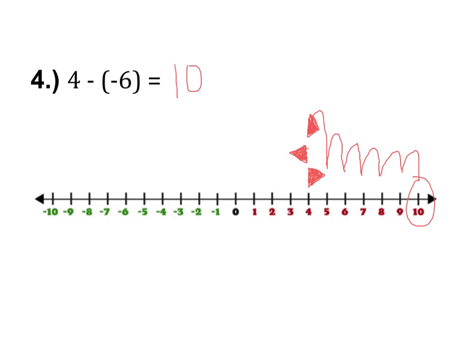Alrighty, so let's take a look at my answer and my evidence. I got my final answer as 10 in the positives. I started out at +4 facing the positive direction. Then, because of the subtract sign, I flipped. Then, because of the negative sign in front of the 6, I flipped again. Then I moved forward 6 spaces, 1, 2, 3, 4, 5, 6, and landed at positive 10.